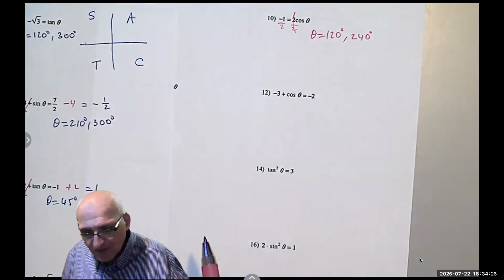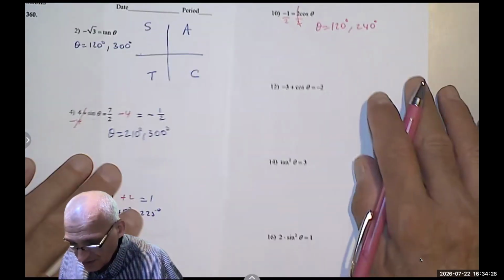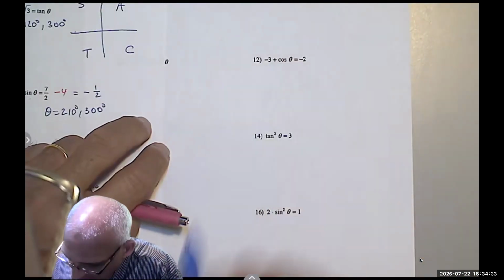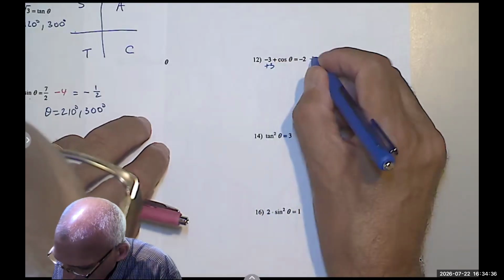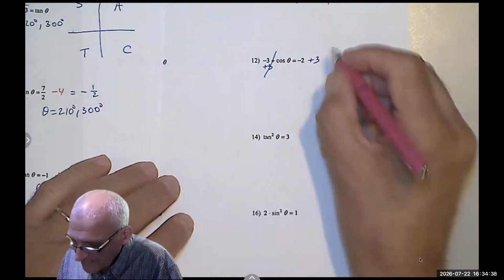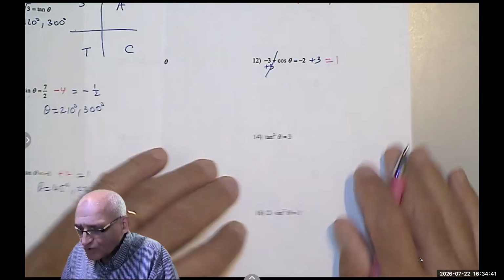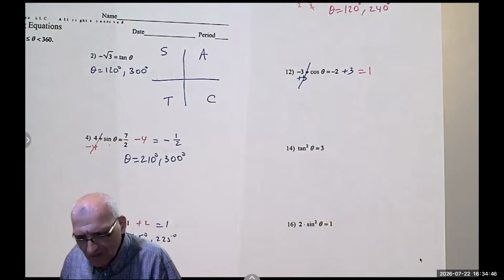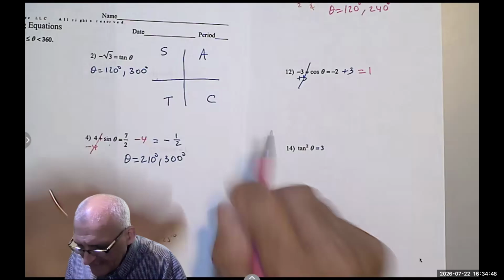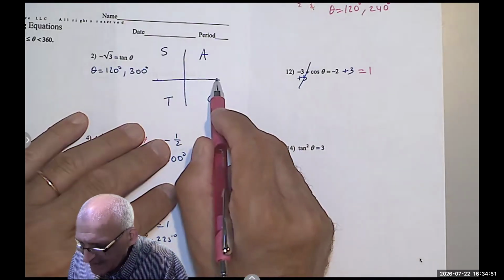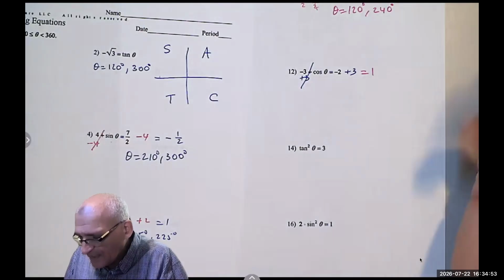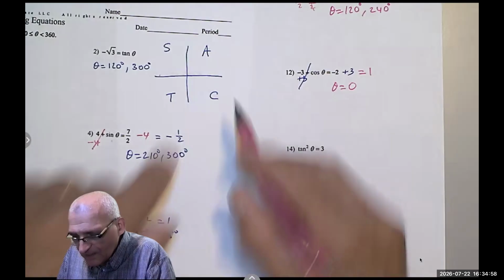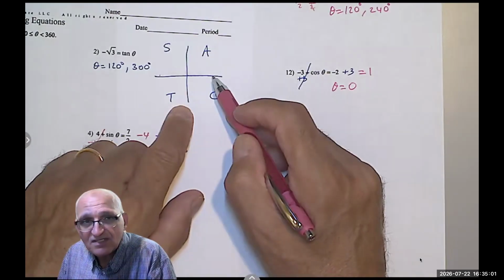Again, we can use a calculator to check these, by the way. So if you want, you can do that. Add 3 to both sides. Equals 1. Cosine 0 is 1. So if the angle is 0, the cosine is positive, so I get theta equals 0. But theta also is 360 minus 0, which is 360.